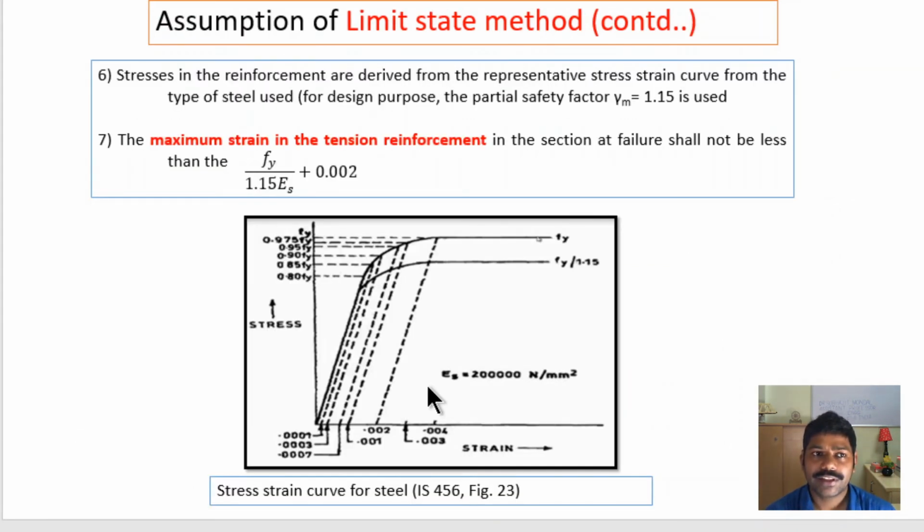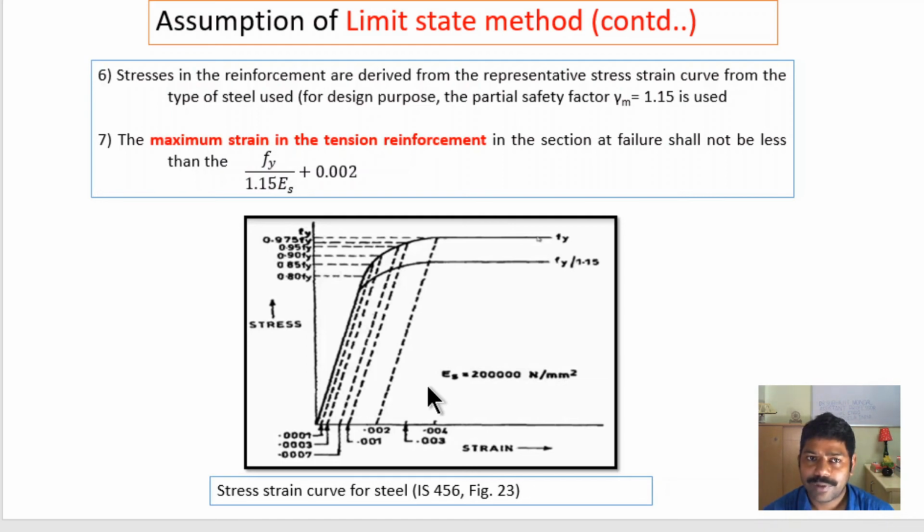Now what is the sixth assumption? The sixth assumption is saying that stress in the reinforcement is derived from the representative stress-strain curve for the type of steel used. So it is saying that if you are using mild steel, or Fe415, or any other grade of steel, then it should be derived from the representative stress-strain graph.